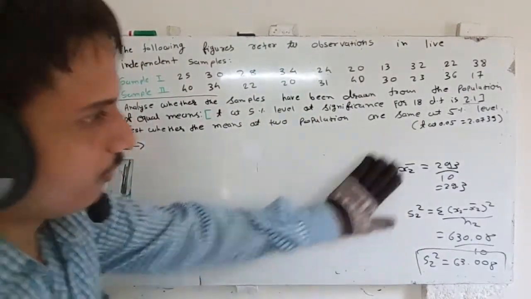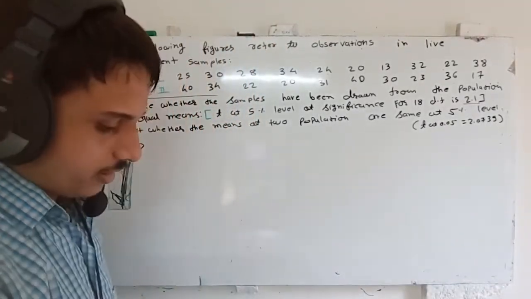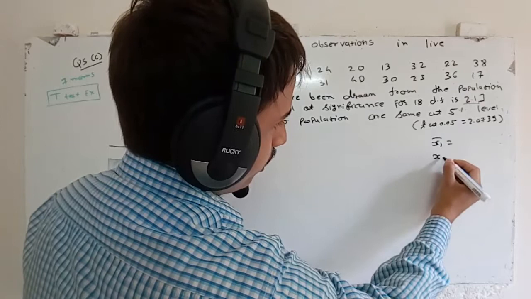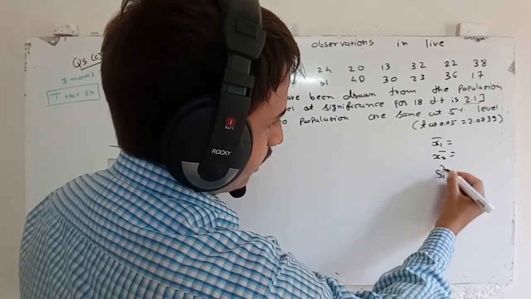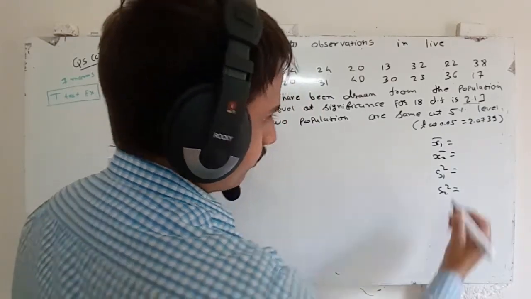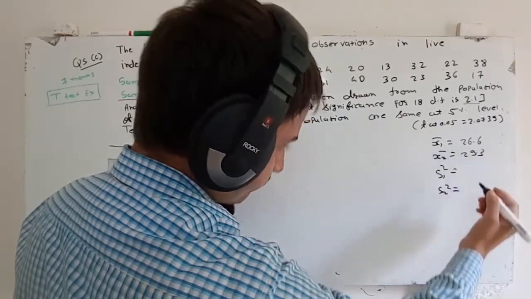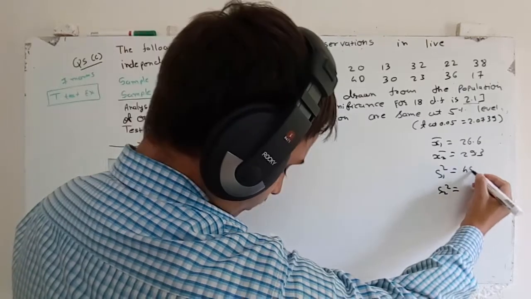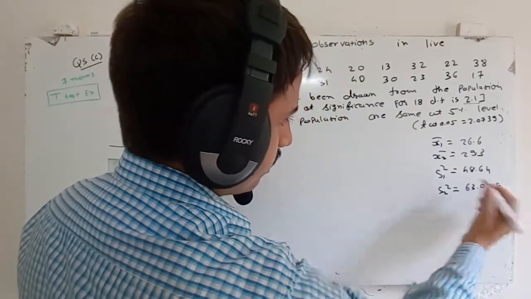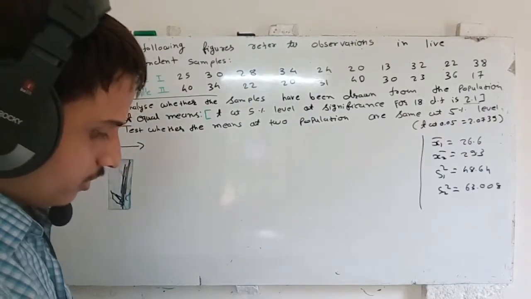Now after calculating all these values, let me summarize the important values: the mean value for sample 1, the mean value for sample 2, the variance for sample 1 and the variance for sample 2. The mean value for sample 1 is 26.6, for sample 2 it is 29.3, and the variances are 48.64 and 63.008. Now we will use these data to proceed further.